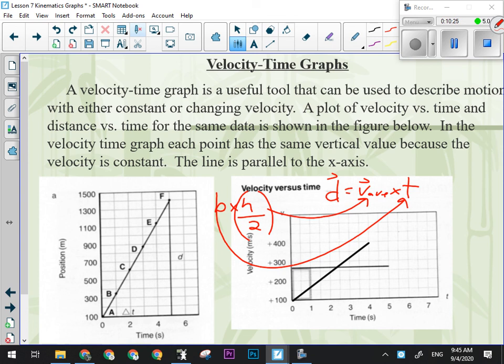Again, it's not something I need to memorize. It's something I can figure out from my graph just by looking at it. Is that ringing a bell? Probably second semester, not so much. Second semester Science 10, probably not so much. But first semester, certainly we spent a fair amount of time on that.